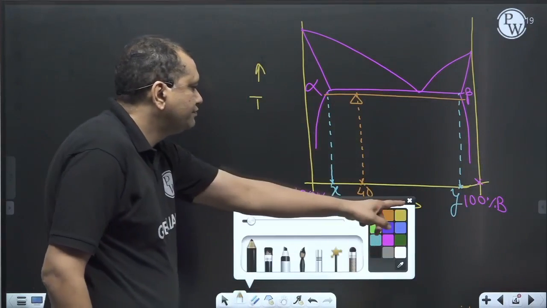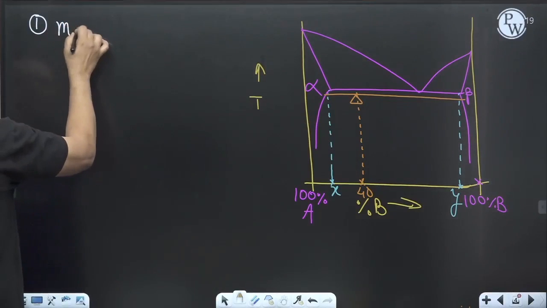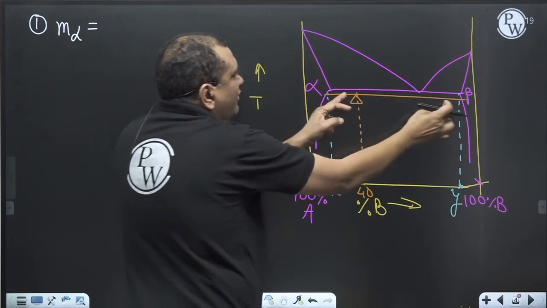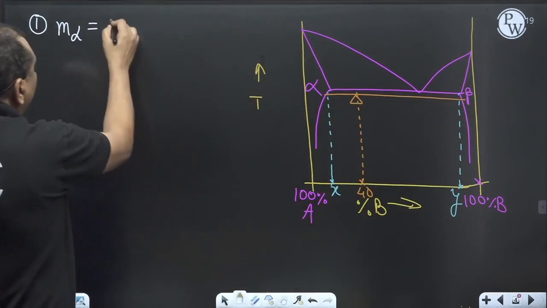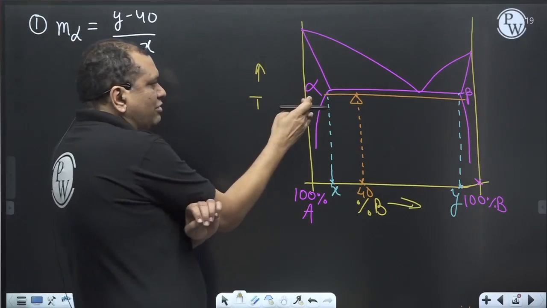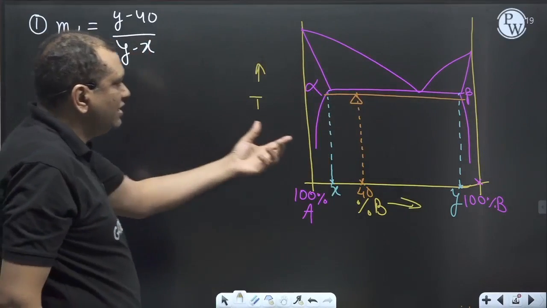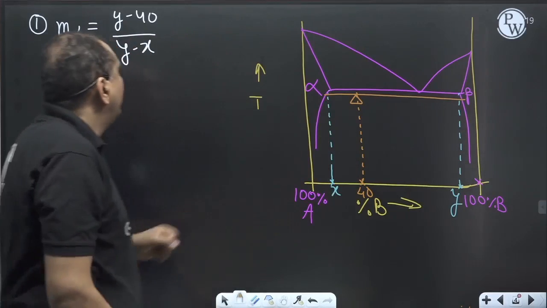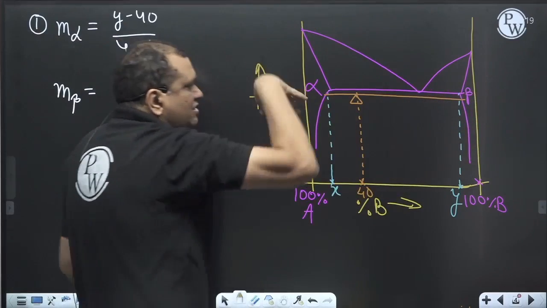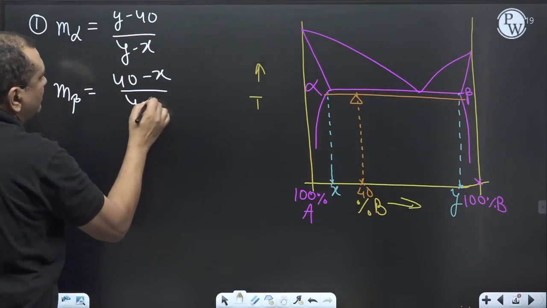So at the first condition, for the mass fraction of alpha, the lever will always take the opposite side. Mass fraction of alpha is this divided by the whole thing, meaning y minus 40 divided by y minus x. Suppose I want to calculate the mass fraction of alpha, I take the opposite side, this divided by the whole thing. So let us say this is y, this is x. Now mass fraction of beta is on this side, so we take the opposite side, this divided by the whole thing. So it is 40 minus x divided by y minus x.